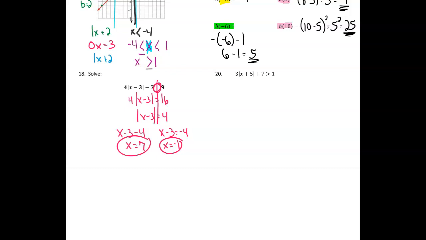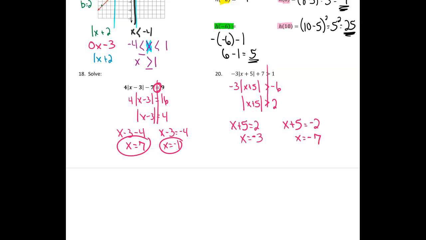Now, in the inequality one, we'll have to check to see where the alligator is happy. But first, I'm going to start by subtracting 7. Then I'm going to divide by -3, which leaves me with a 2. And then I'll do x plus 5 with 2 and x plus 5 with -2. So when I subtract 5 for the left one, I get a -3. And on the other one, I get a -7.